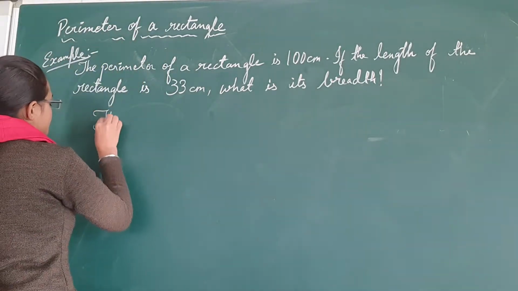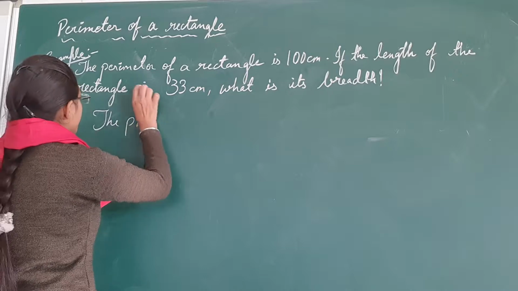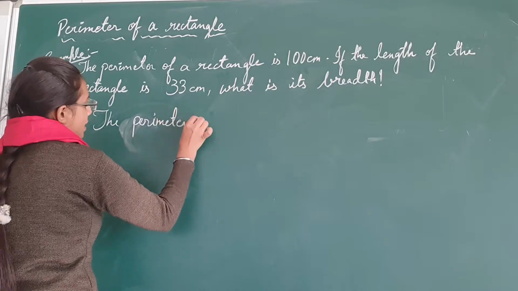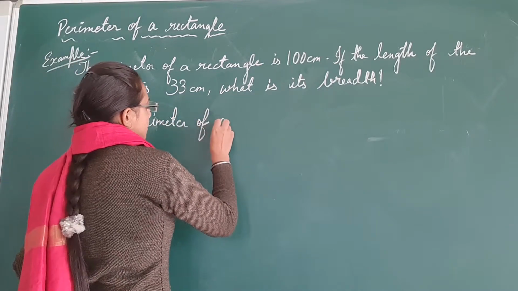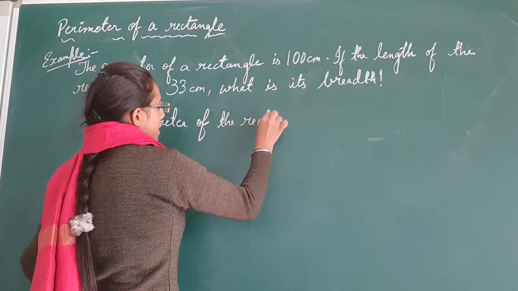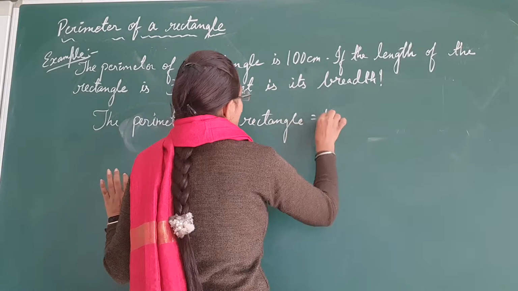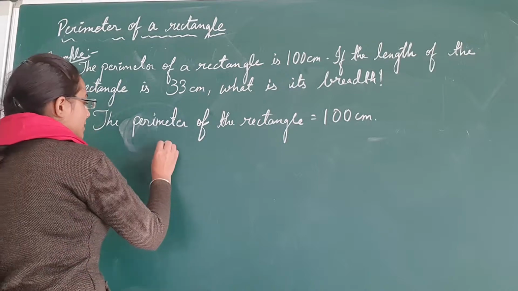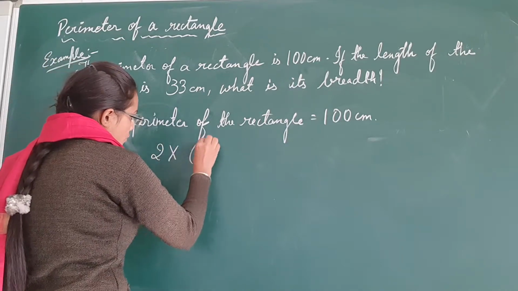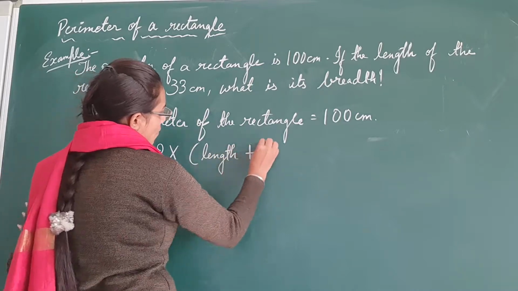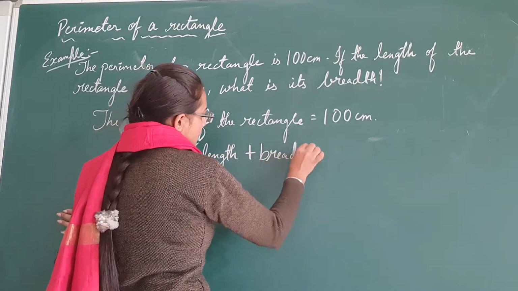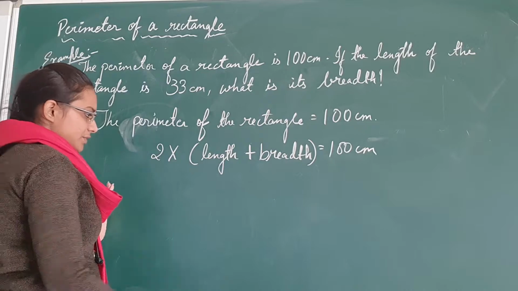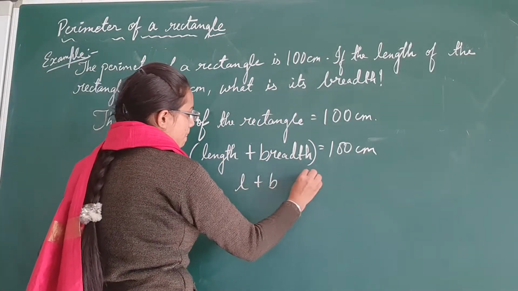That means the perimeter is given here. So the perimeter of the rectangle is equal to 100 centimeter, and we know the formula of the perimeter, that is 2 into (length plus breadth), equal to 100 centimeter. We can write L plus B for this.